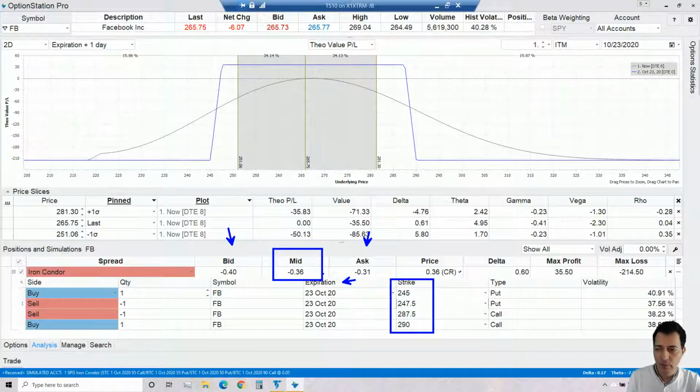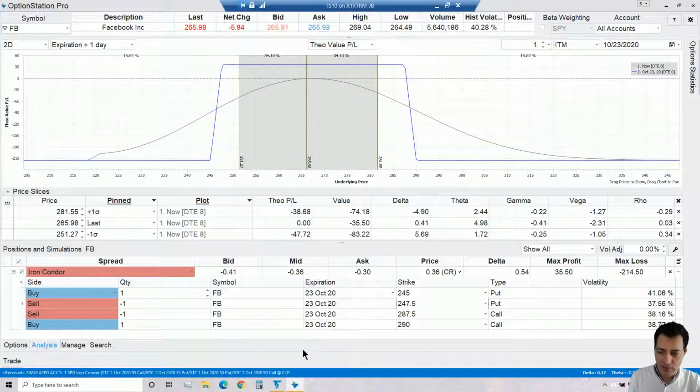Okay, because of course, if you do it with market price, you're going to get 31. So we don't do market orders in options. We do limit orders. So a good beginning would be that midpoint. Okay. So now 36 cents. Is that acceptable? Yes or no?